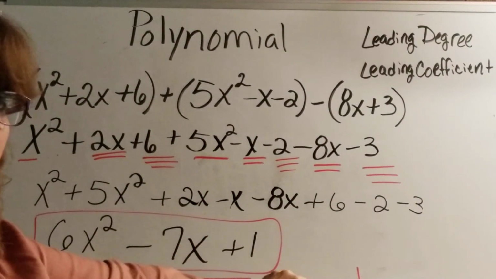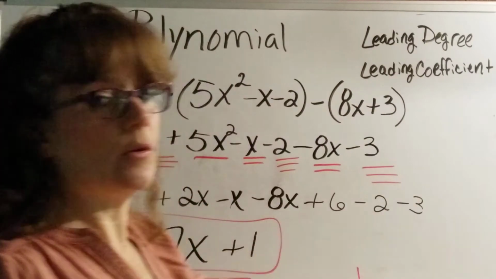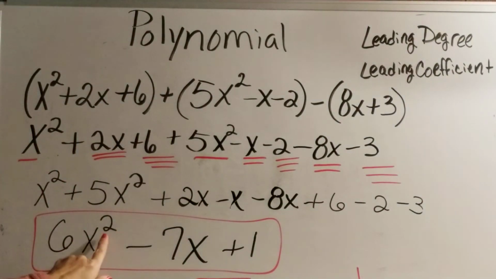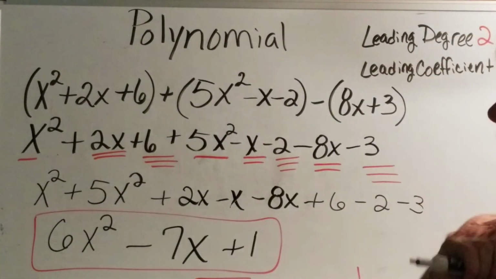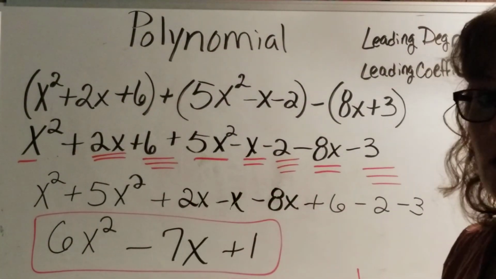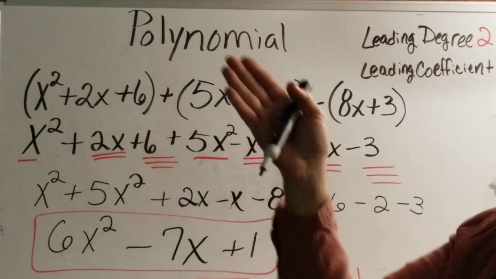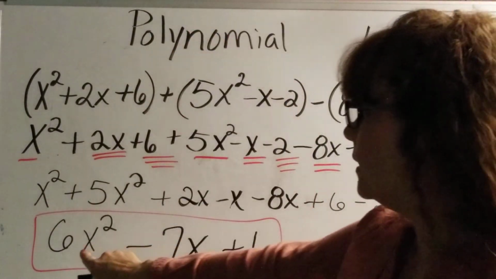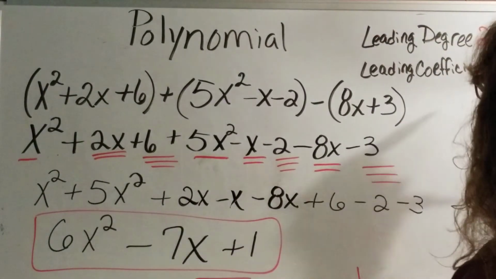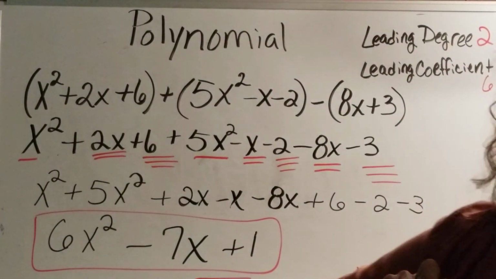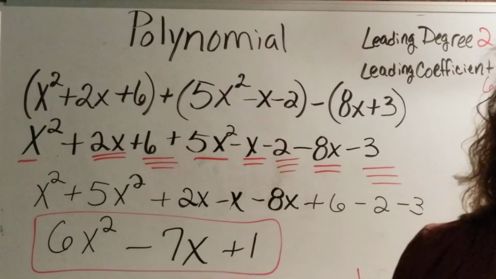Since it's in descending order, I could tell you what's the leading degree. The leading degree is the highest power, which is 2. To find the leading coefficient, we look at the term with the leading degree and we look at what is the number on that variable. The number on this variable is 6. And that is adding and subtraction of polynomials.